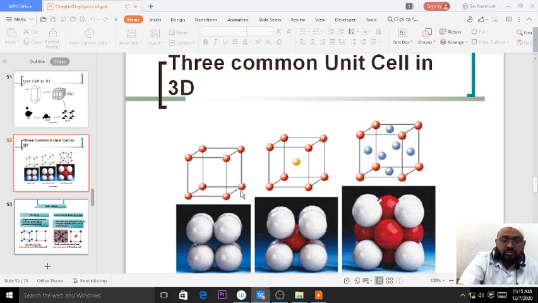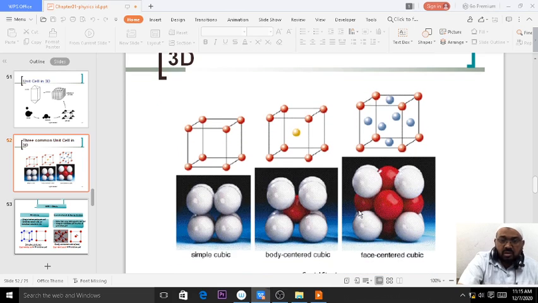This is one type of unit cell in 3 dimensions. This is the second type of unit cell, and this is the third type of unit cell that you are going to understand in engineering. Particularly, we just talk about the cube. This is called cubic. This will come under the cubic crystal system. So we'll just have a look at it.